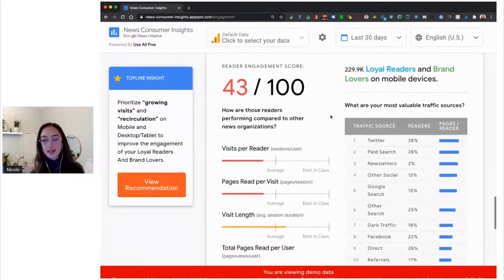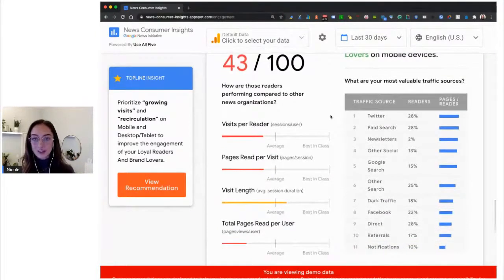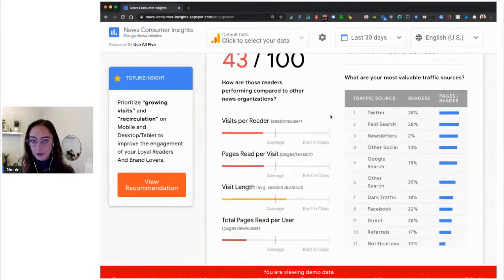And so what it's showing us is that we have that 43 out of 100, and then it will show us for this reader engagement score how exactly we're getting to that 43. So there are 4 different things that we measure: visits per reader, pages read per visit, visit length, and then total pages read per user. And so essentially we'll break it down into each graph here, as you note. And what it'll tell you is where you are, what the average number is, and then best in class and what that best in class number is as well. And so what this is showing you is essentially where you can improve and where we can potentially bring more users into that segment.